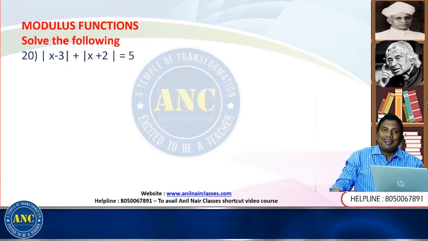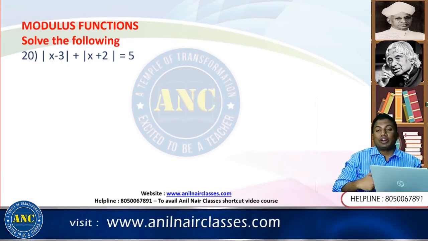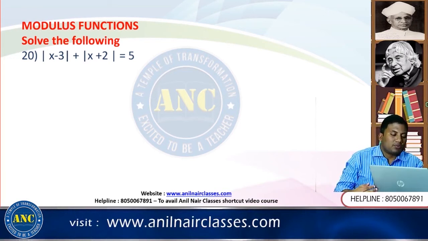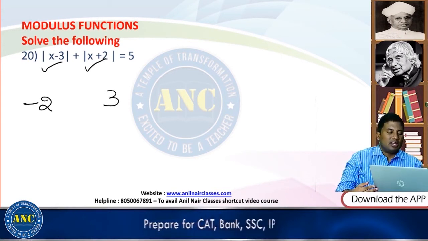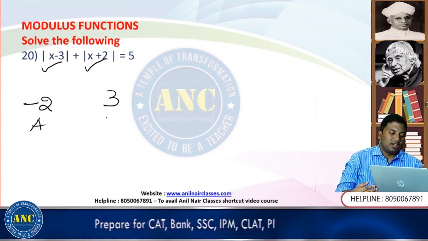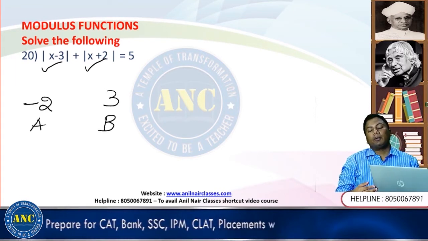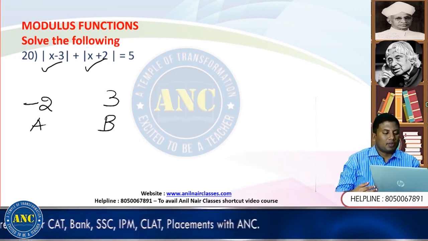21st. Now the distance method will help you to tell the answer orally. Mod x minus 3 plus mod x plus 2 is 5. x plus 2 is 0 means it is -2. x minus 3 is 0 means it is 3. These two: a person is standing at -2, another person is standing at 3. Now see here.